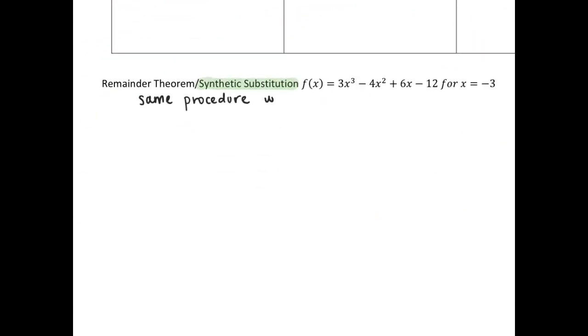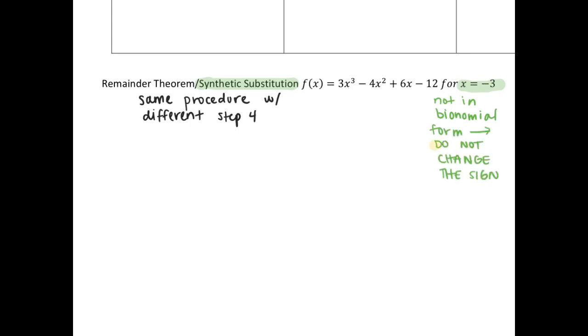Okay, so we can also use this process to do substitution. It's going to be the exact procedure, just with a different step 4. Notice that my problem is set up. I have x equals 3, and that's not in binomial form. Therefore, you do not change the sign, so it'll stay negative 3. The rest of the process is exactly the same.